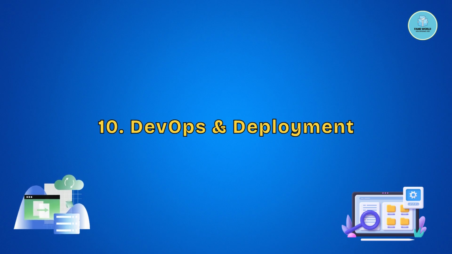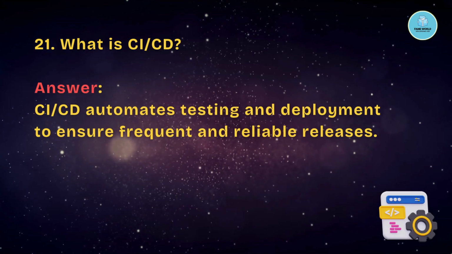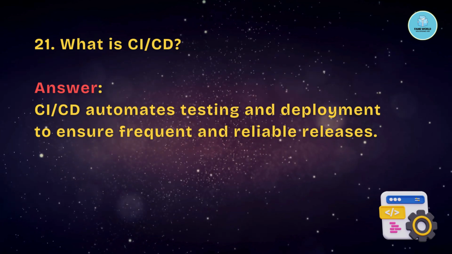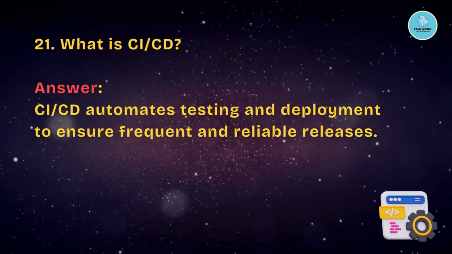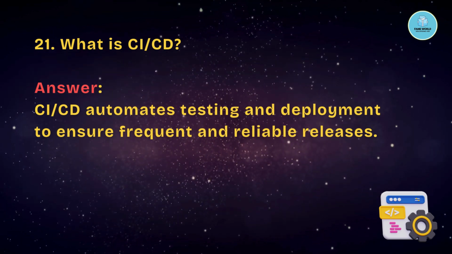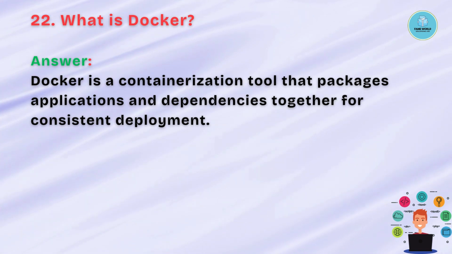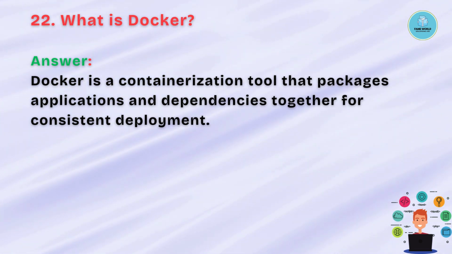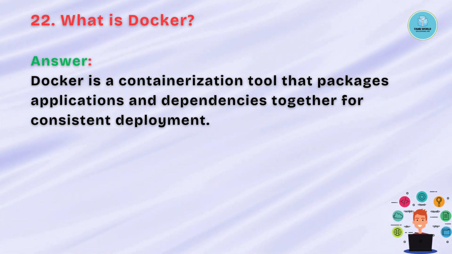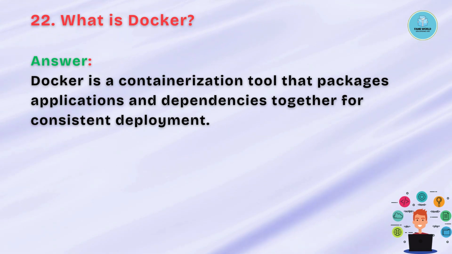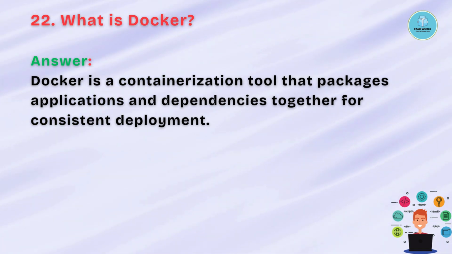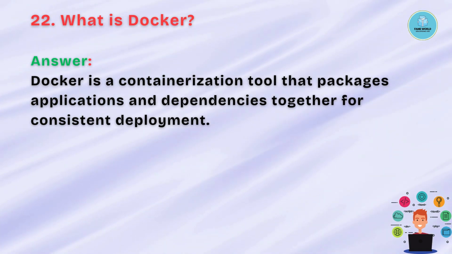DevOps and development. Question number 21. What is CI/CD? CI/CD automates testing and development to ensure frequent and reliable releases. Question number 22. What is Docker? Docker is a containerization tool that packages applications and dependencies together for consistent development.